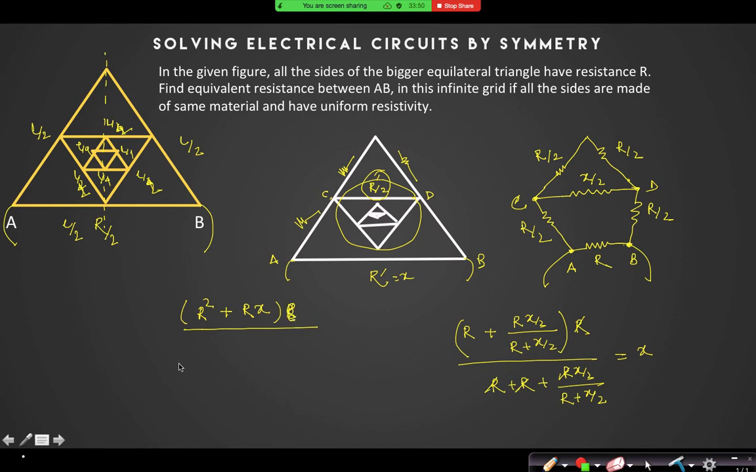R you can cancel out, right? What is the answer? What answer you have got? So root 7 divided by 3 into R. 2R plus x by 2, 3x by 2, that is equal to x. Okay. Now you can solve it from here, right? You can solve it at home. Have you understood this concept? Actually, I am using the vertical symmetry concept here.